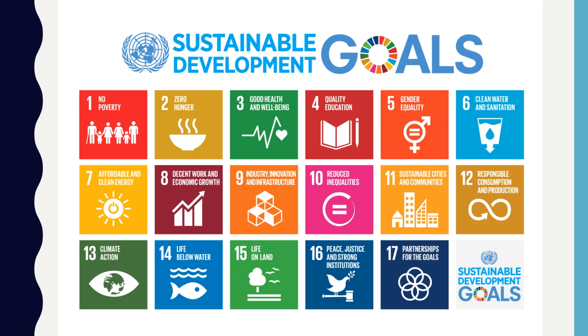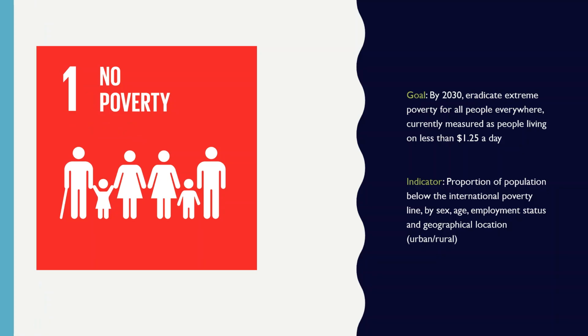So first is no poverty, right? Eradicate all poverty. Poverty is currently measured as people living on less than $1.25 a day, which is certainly not enough to live on in the United States. But by 2030, these goals are. And so the indicator there is the proportion of the population below the international poverty line by sex, age, employment status, and geographical location, urban versus rural, right?